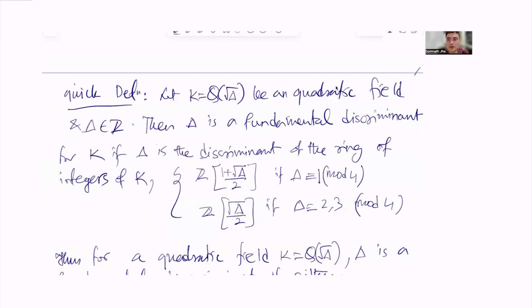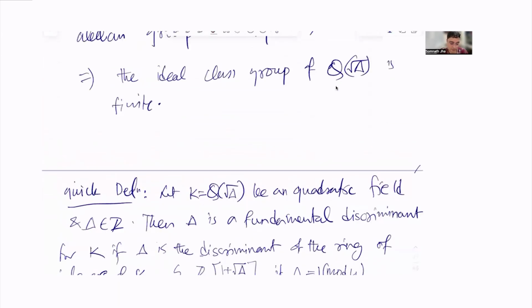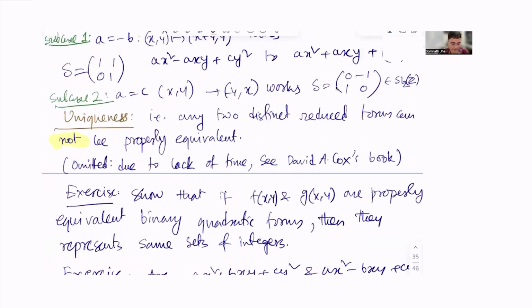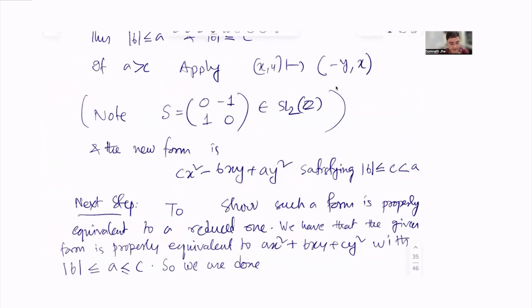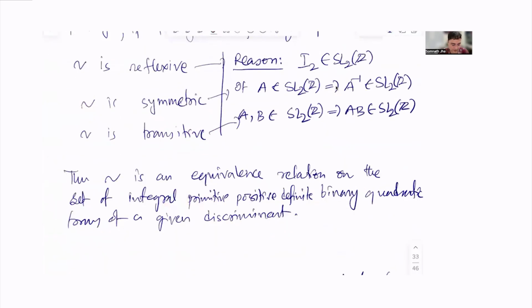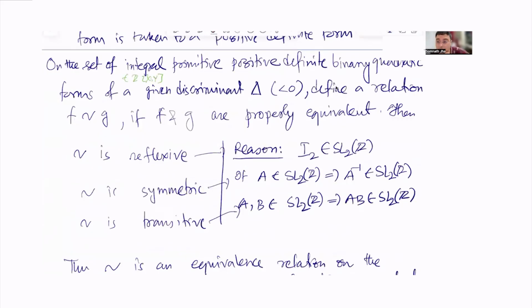Welcome back. We were discussing binary quadratic forms, and what we saw last time is that on the set of integral binary quadratic forms, there's an equivalence relation: if f is equivalent to g, there is an SL2(Z) matrix. SL2(Z) is the 2 by 2 integer matrices with integer coefficients and determinant 1.